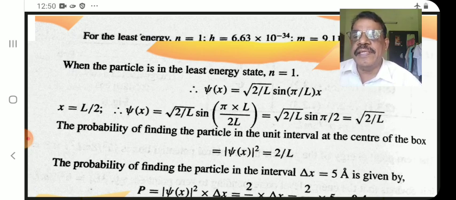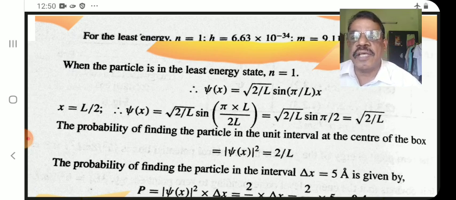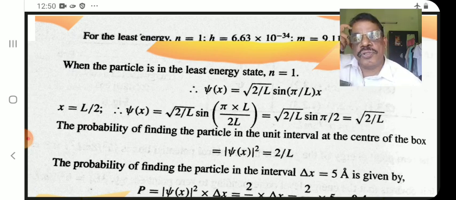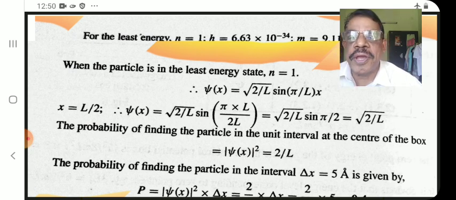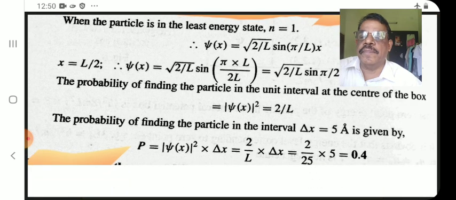That is probability density. You have to write it as probability density, not the probability density in the middle of the box. Probability per unit interval is the probability density. That is psi star psi, or psi modulus square, which is root of 2 by L squared, 2 by L. That is P, the probability density. The symbol is used differently here. The first term is P.